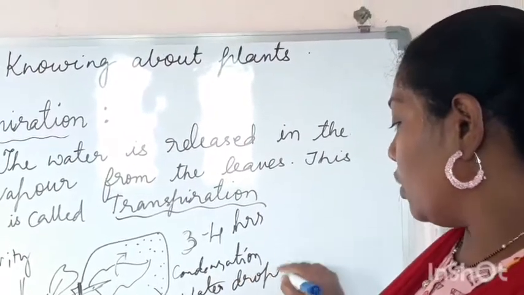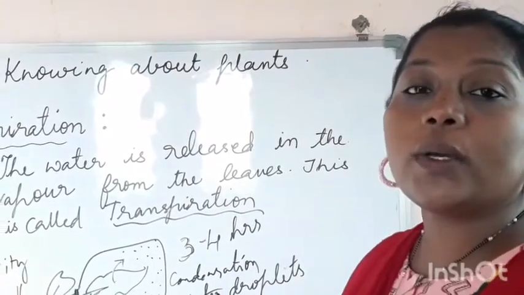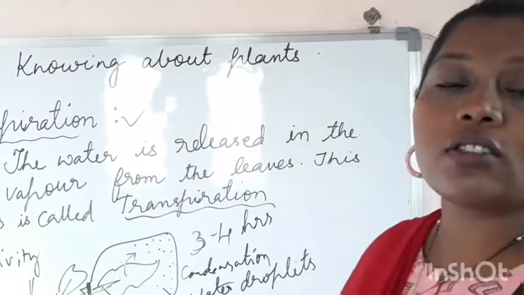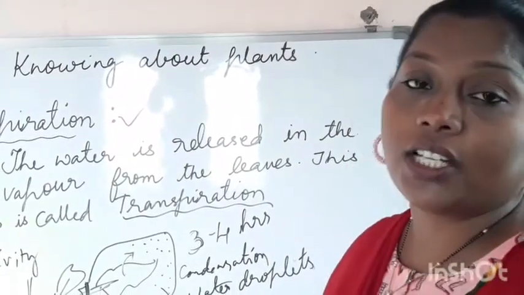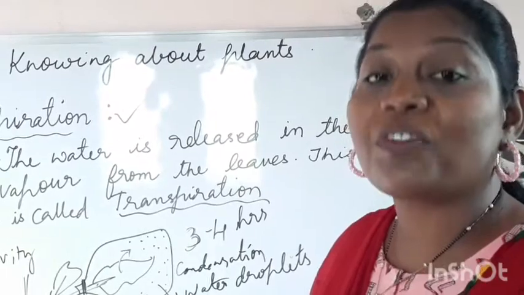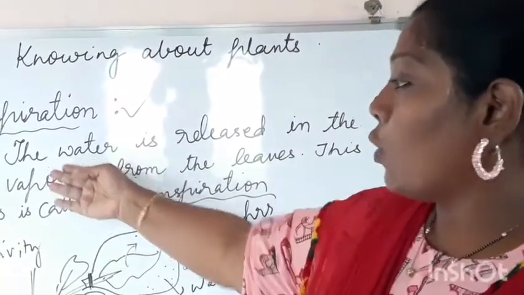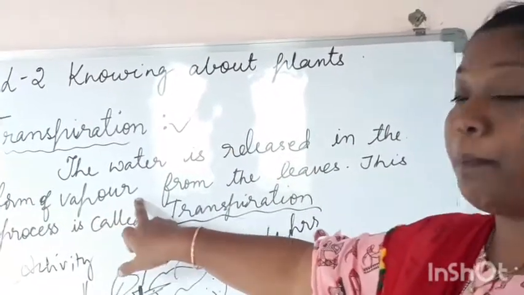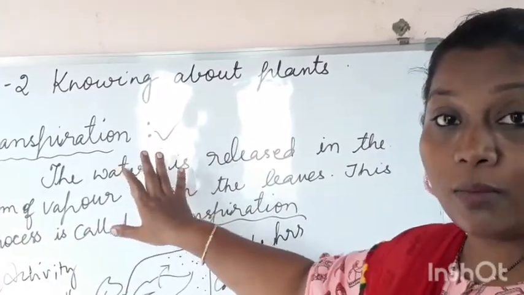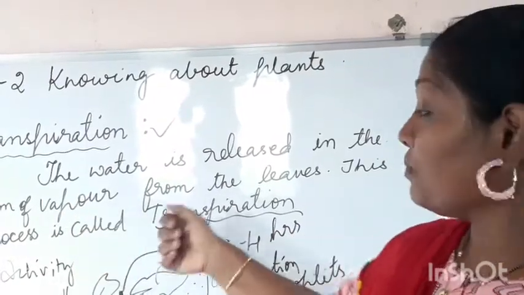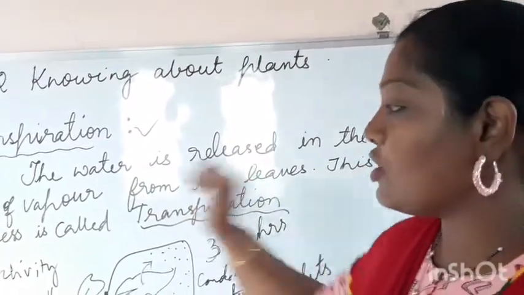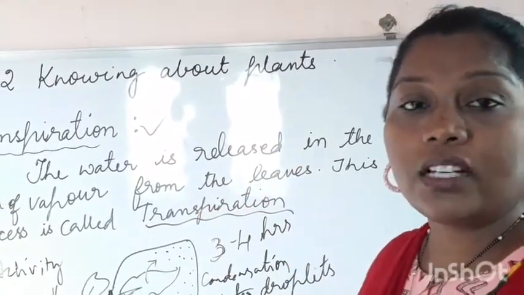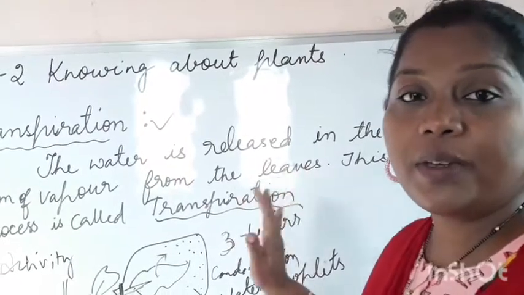Water droplets. So by doing this activity, you can clearly understand the process of transpiration. The water is released in the form of vapor. Yes, water is released, but in the form of water vapor from the leaves. This process is called transpiration.